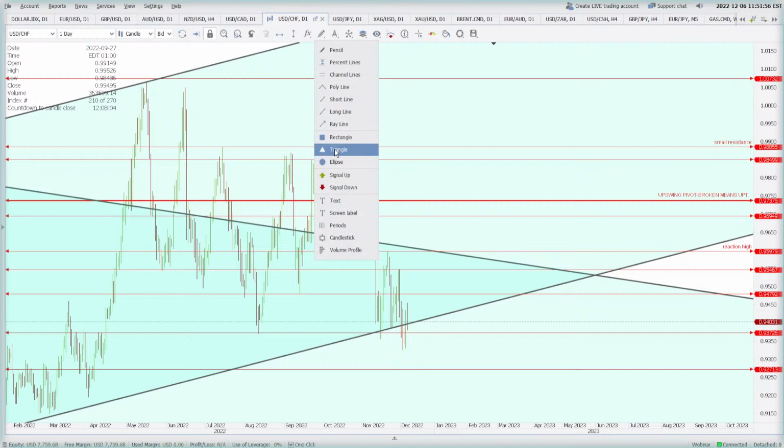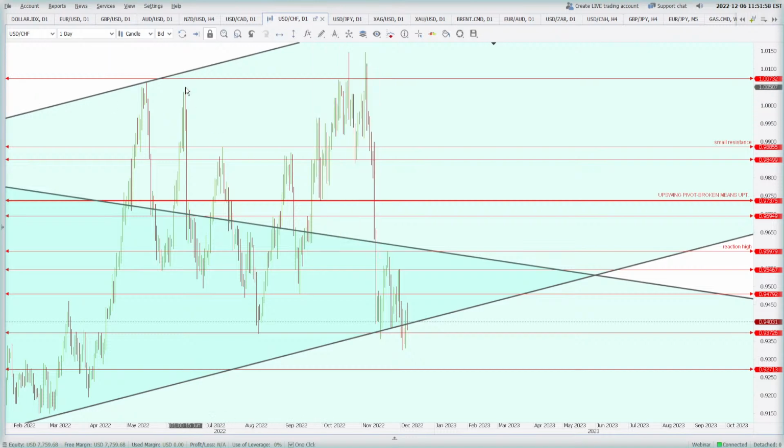But this is something similar. You see, this was something like a wedge formation here, right? Now the similar wedge is forming right now.